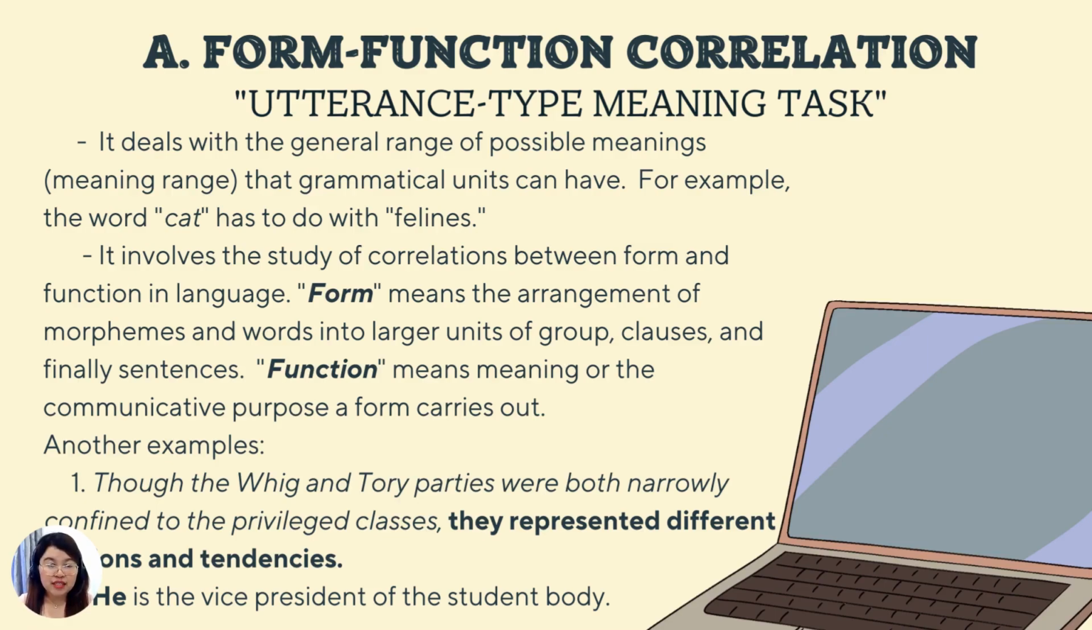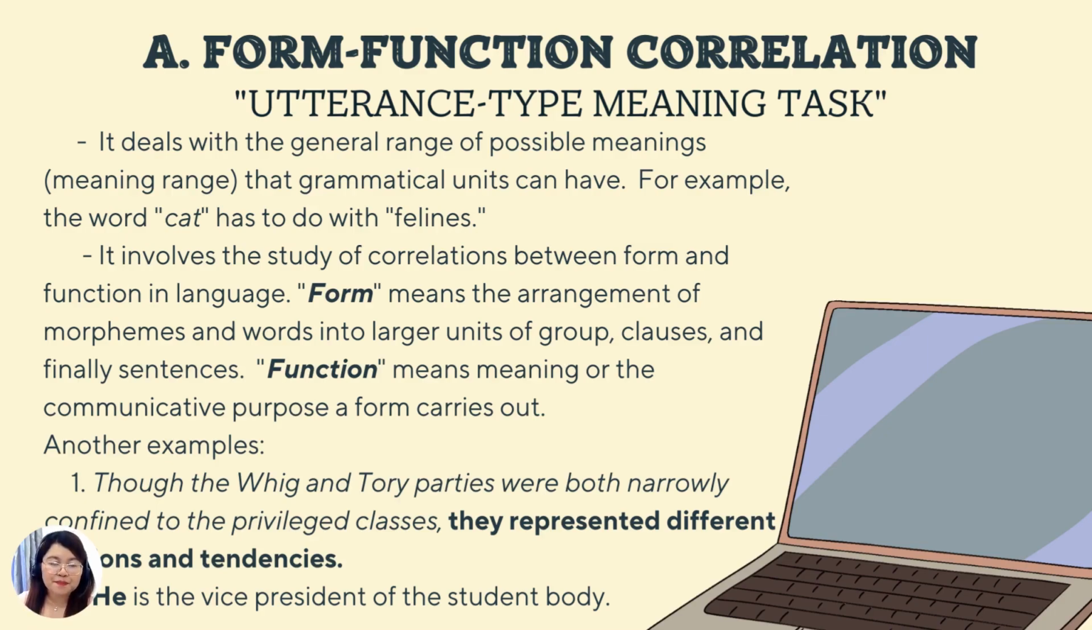There are two definitions of the utterance type meaning task. The first is that it deals with the general range of possible meanings. We call it the meaning range that grammatical units can have. Grammatical units include morphemes, words, clauses, sentences, and phrases as well. We do understand that these grammatical units do not just acquire one meaning or contextuality. Actually, we do not stick to only one possible meaning, but a multiple set or range of meanings.